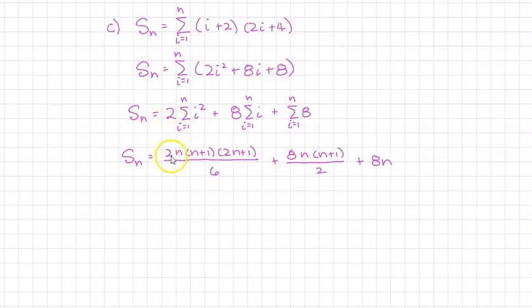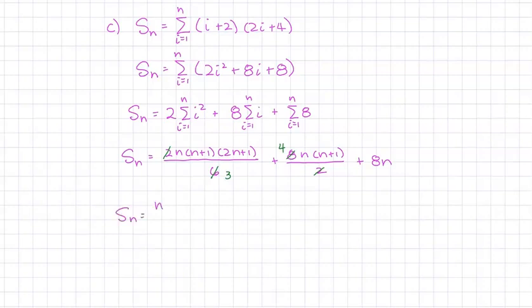So this 2 I just brought down, but then the formula for i squared is n plus 1, 2n plus 1 over 6. I brought the 8 down, but then the formula for the summation of i is n plus 1 over 2. The summation of a constant, 8n. There we go. Now I see if I can simplify, and I can. Unfortunately, the only thing that factors out from the top is an n. Nothing else. Bummer.